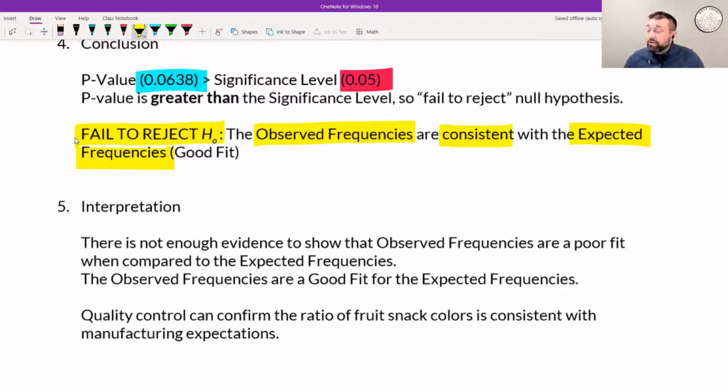So that means that the quality control that measures the colors of the fruit snacks that go into each bag can confirm that the ratio of fruit snack colors is consistent with the manufacturing. So we looked at two examples here. We looked at an example where all events were equally likely, the rolling of the dice, where they're all equally likely. And we also looked at an example where each individual outcome had a different ratio, a different percentage.